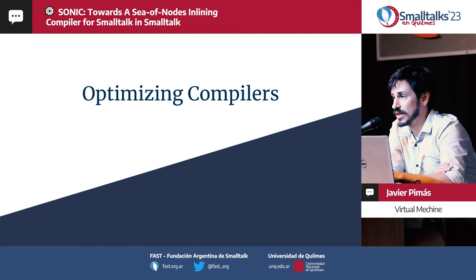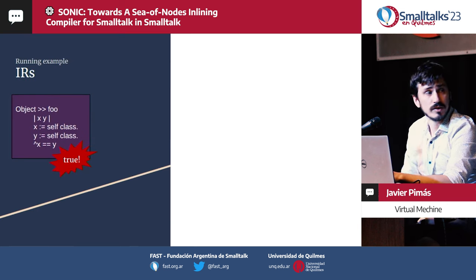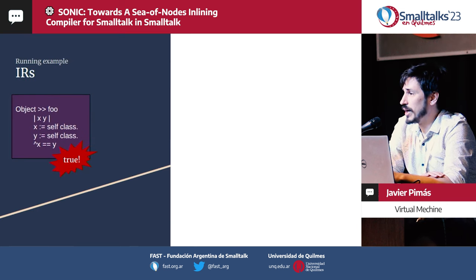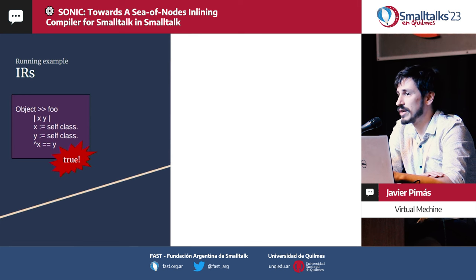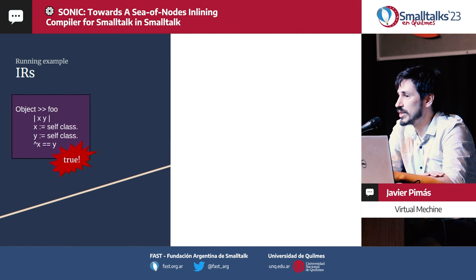Okay, so let's get into the optimizing compilers world. Again, we have this method, and what the optimizing compiler does is to generate something that is called an intermediate representation. You know, the bytecodes can be considered an intermediate representation, the AST could be considered an intermediate representation, but what the optimizing compiler does is a little bit different.